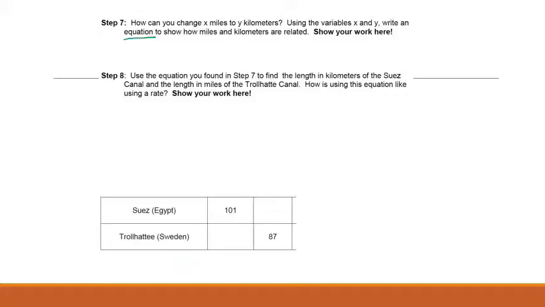So going back to step 7, your equation should look like this. Y equals 1 6/10, or 1.6 for the constant rate, times x. So in this case, again, y stands for kilometers. 1.6 is that constant rate. So again, the number of kilometers per mile. And then x is representing our number of miles. So let's test it out and see if it works.